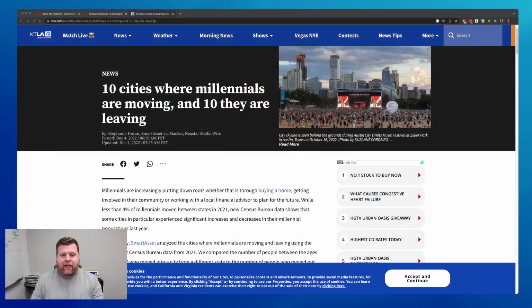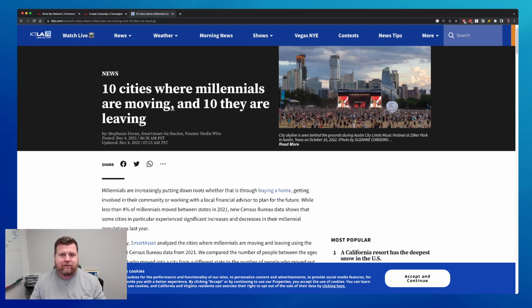But what we're going to do is talk about two different ways that we can use data, a simple one and then a little bit more advanced one that we have specifically in KW Command, but how we can use data to figure out where we can target Facebook ads instead of just targeting our local market.